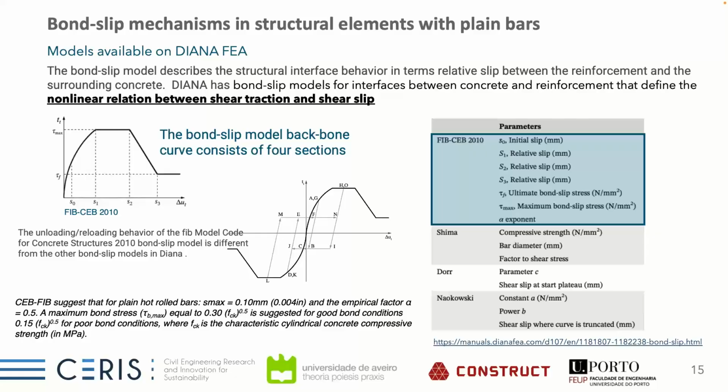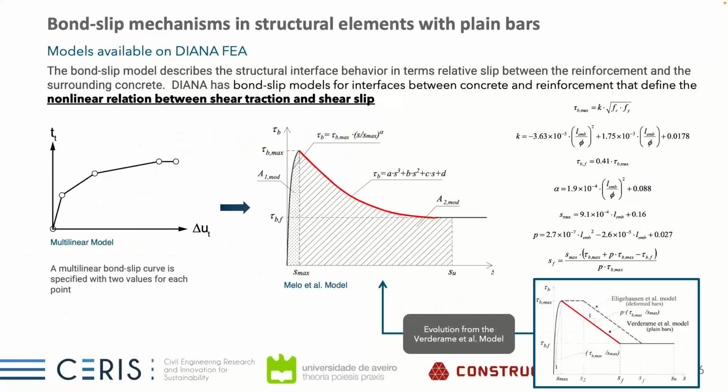Of course, these are values, these are properties given by some documents, by some studies, and we always take advantage of this. Then we also take advantage of a new capability included in DIANA, which is to define a multilinear model for the bond slip curve. So in fact, we can define our curve with a multilinear model.